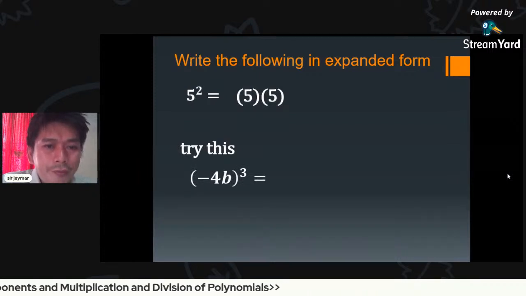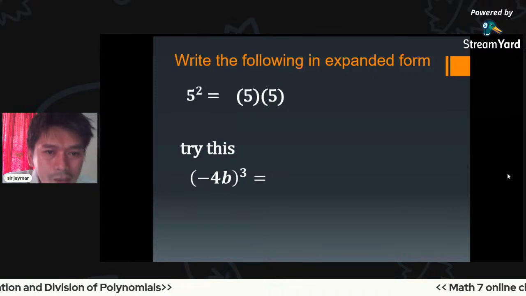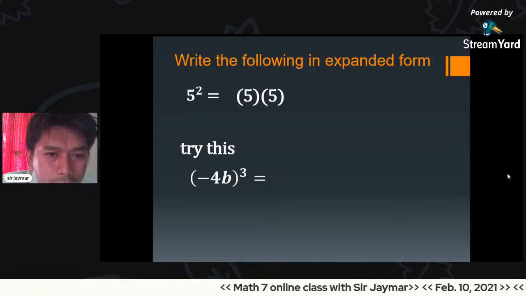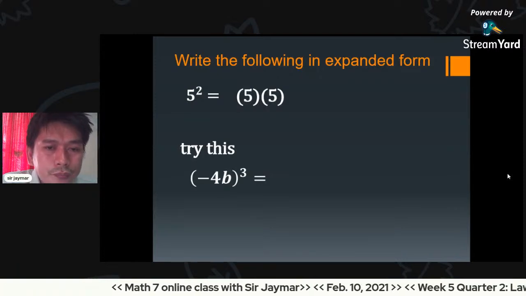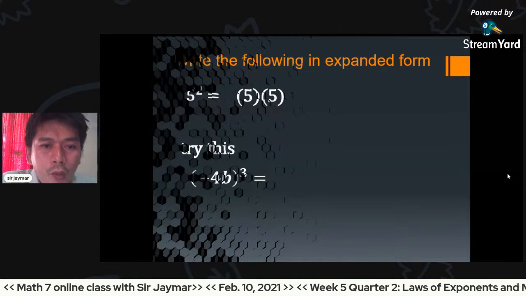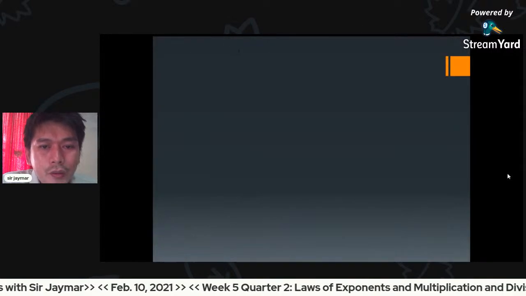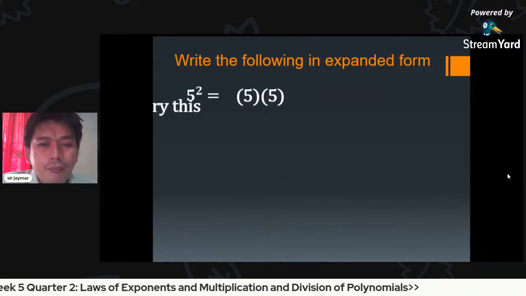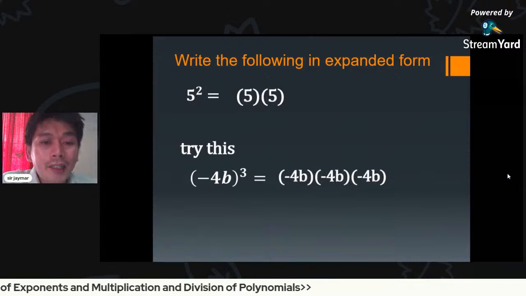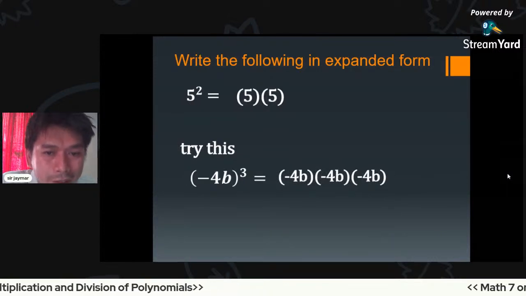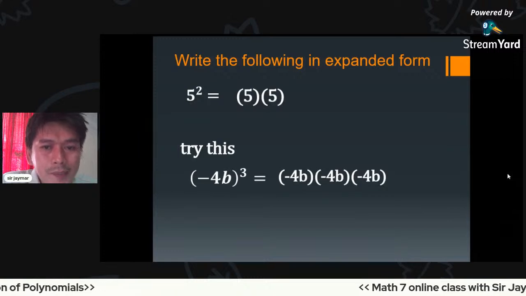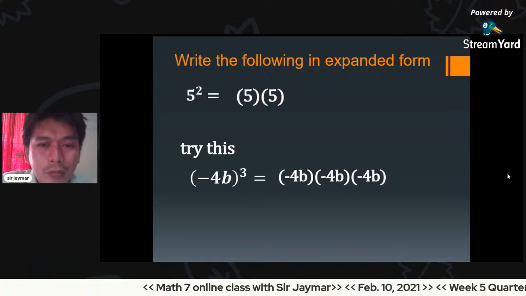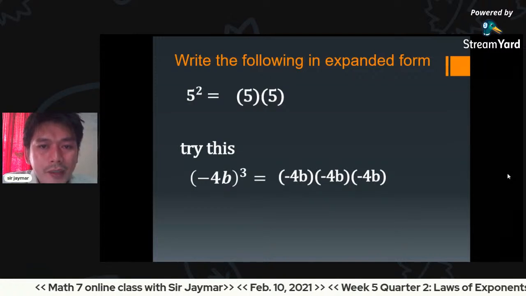Okay, try another problem. Negative 4b raised to 3, or negative 4b cubed. How do we expand this? Let us see the answer on the screen. Negative 4b, 3 times it will be multiplied. So negative 4b times negative 4b times negative 4b. That is the correct answer in writing the expanded form.